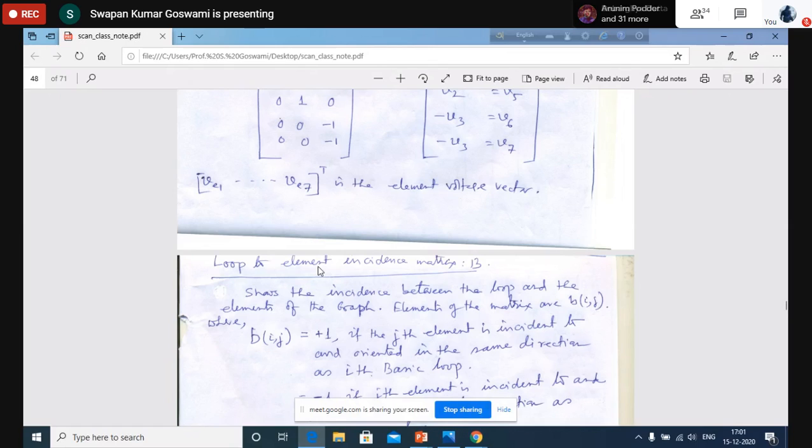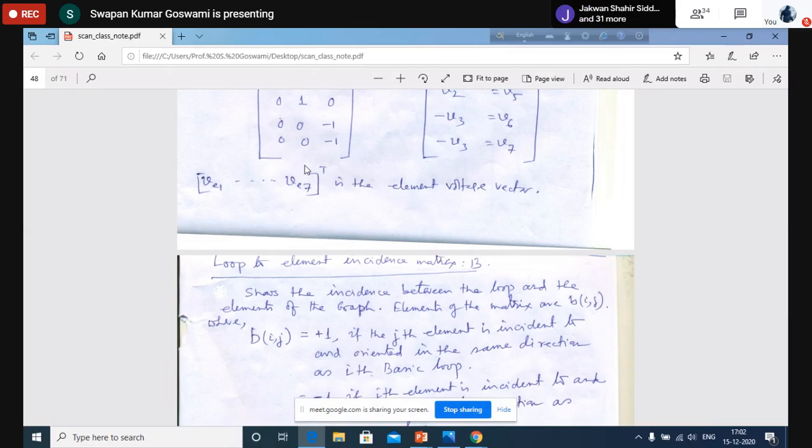The number of branches will be equal to the number of nodes minus 1. So if a network has n nodes, its tree will have n minus 1 elements, and each element of the tree is called a branch. That's why I am saying these are the network branches, the tree branches. Okay, all right. So once you draw the tree branches, then what will we do?